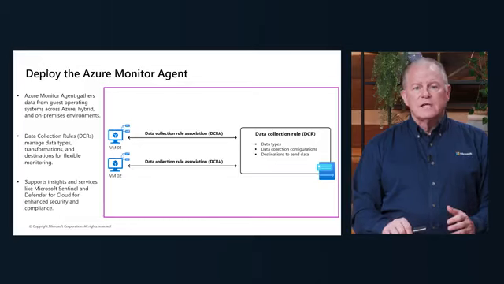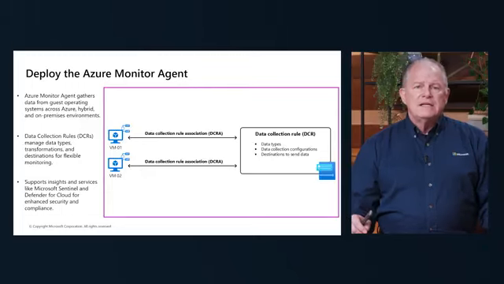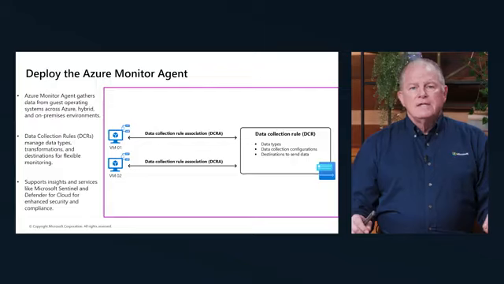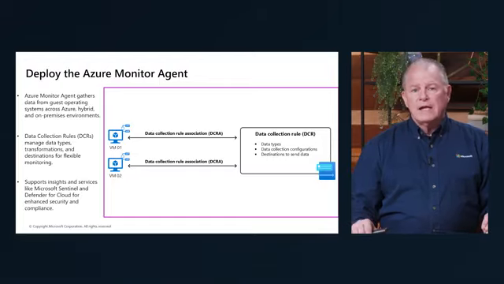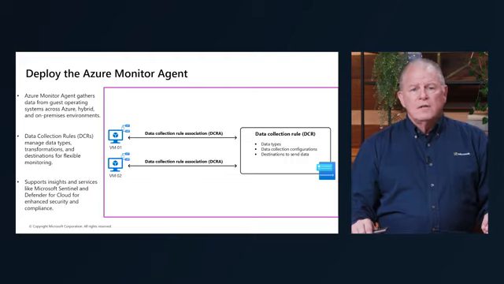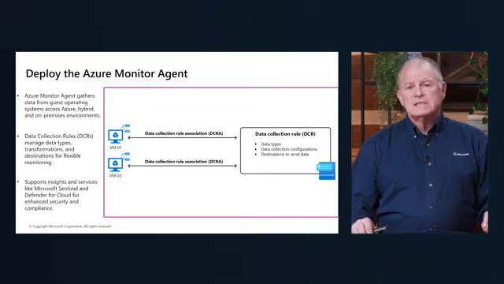This flexibility allows you to deploy the agent at scale across multiple environments, and DCRs, or data collection rules, define what data should be collected, how it should be transformed, and where it should be sent. DCRs provide consistent methods for configuring different data sources and allow you to apply transformations to filter or modify incoming data before it's stored. The Azure Monitor Agent integrates seamlessly with other Azure services such as Microsoft Sentinel and Microsoft Defender for Cloud.